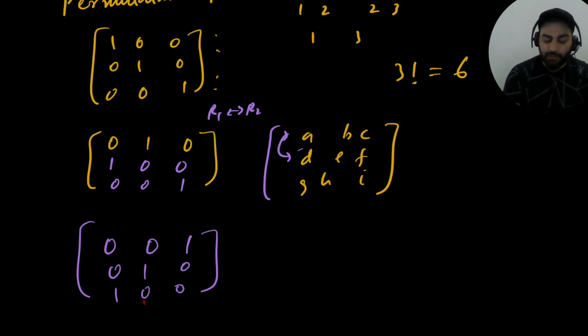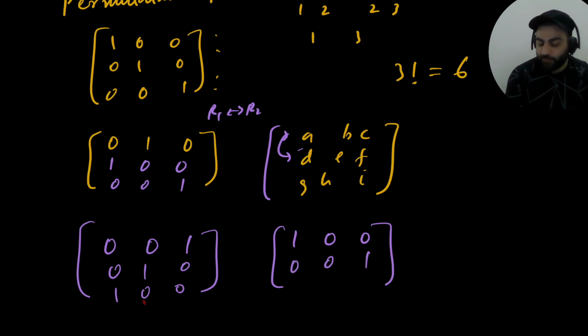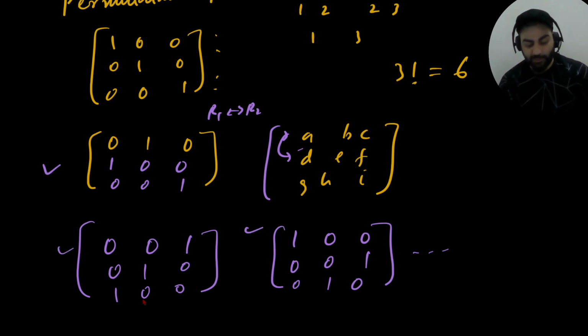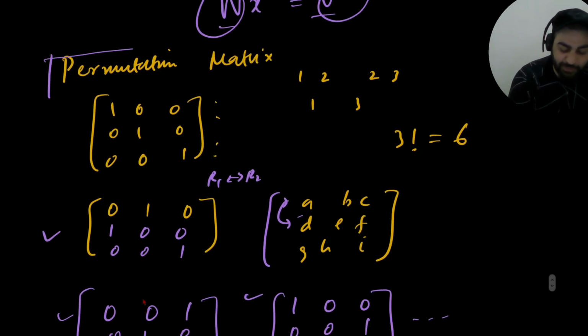So what are the other permutations? Let's suppose I want to change R2 and R3. The first row should remain as it is. The second row should get changed with the third row, and the third row should get changed with the second row. In such a way there will be 6 permutations like this. If you enumerate, this is the first one, second, third, and you can make the other 3 as well. Okay, that is the concept of these permutation matrices.